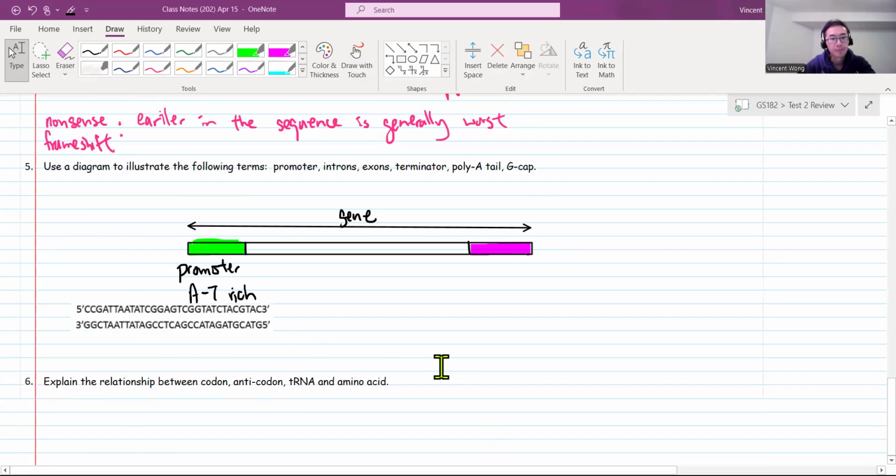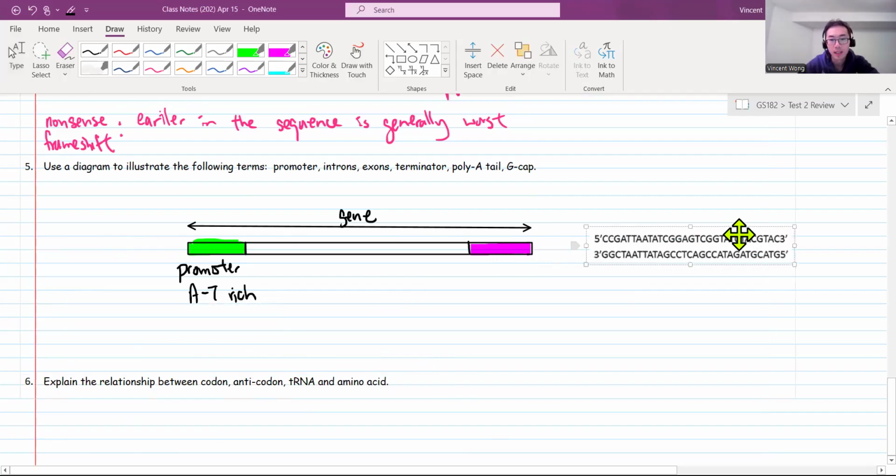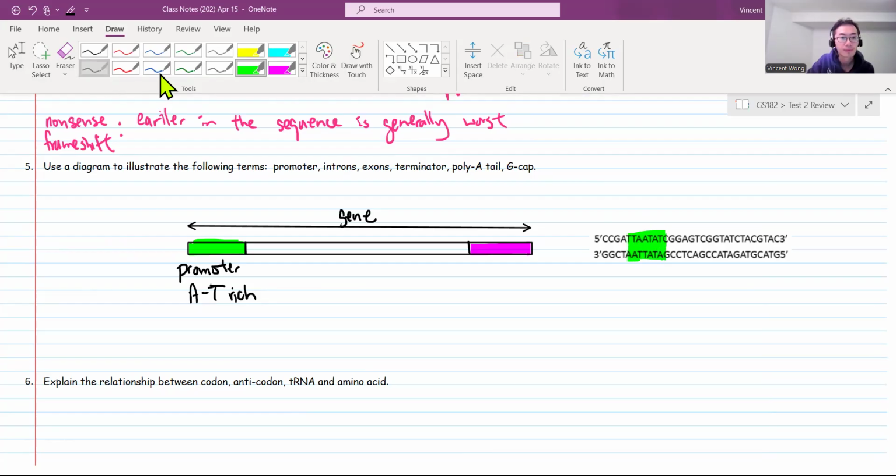There was a bonus question in quiz number 3 where I asked you to find the promoter. The promoter is rich in A and T because it's easier to pull apart. There are only two hydrogen bonds holding the A's and the T's, as opposed to three hydrogen bonds holding the C's and the G's. So over here, this is the promoter, the part that has a lot of A's and T's. Let's use green. That's the promoter. And over here is the end of the gene, which we call the terminator.